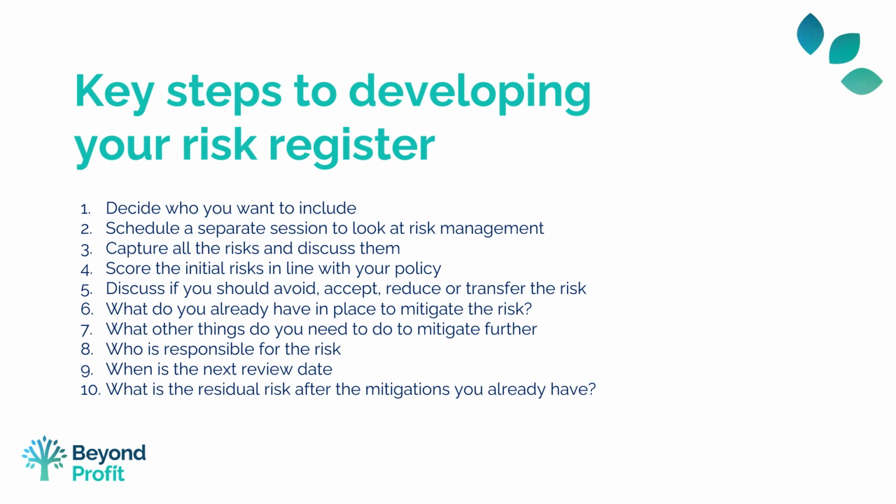So if something comes out as a red risk, then you'll probably want the review date sooner rather than later. And then you need to look at what the residual risk is. So after you've taken on board all the mitigations that you already have in place, what is the underlying risk? Has it gone from a red to an amber? Has it gone from an amber to a green? So now we're going to look at the Excel sheet and I'll show you how you can complete that.